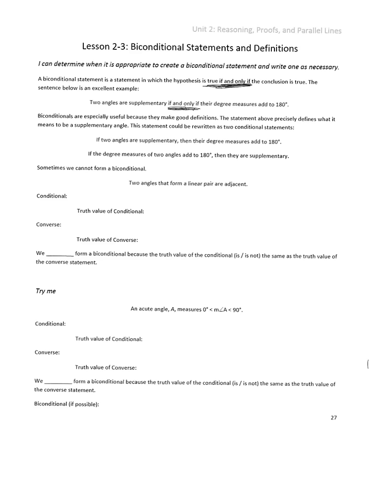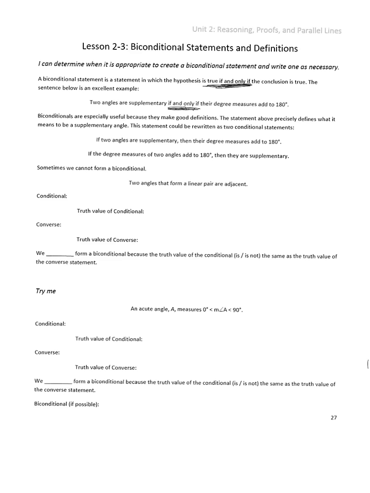Biconditionals can always be rewritten as two if-then statements, or two conditional statements. So, for example, in the phrase above, I could have written, if two angles are supplementary, then their degree measures add to 180. Or I could have written the converse of that statement. If the degree measures of two angles add to 180, then they are supplementary.